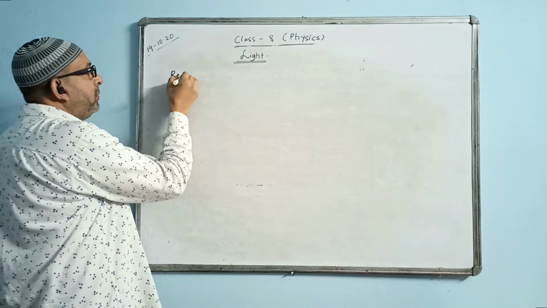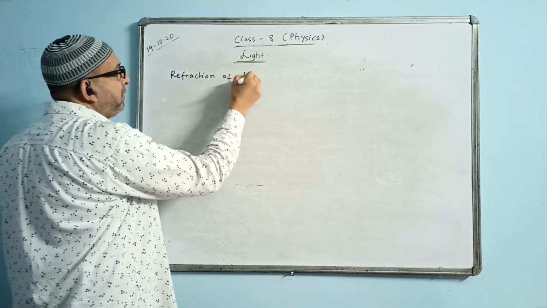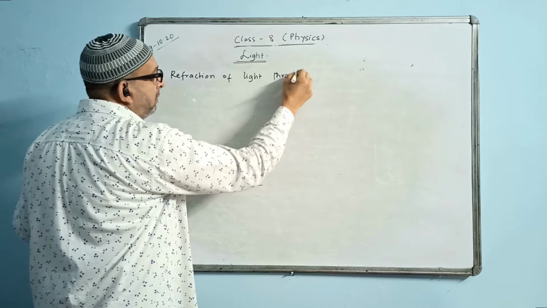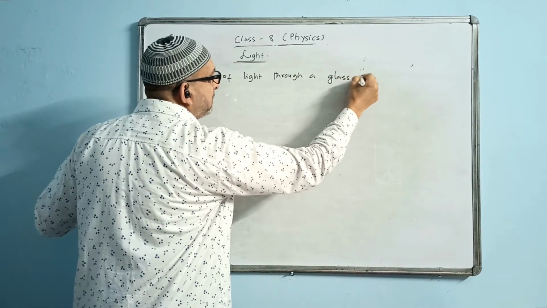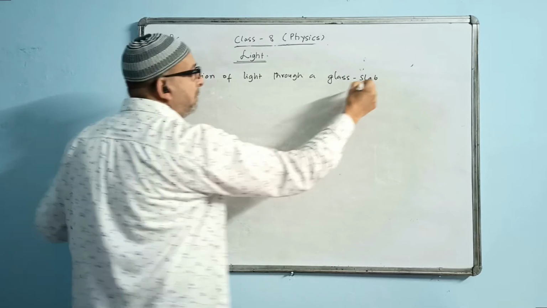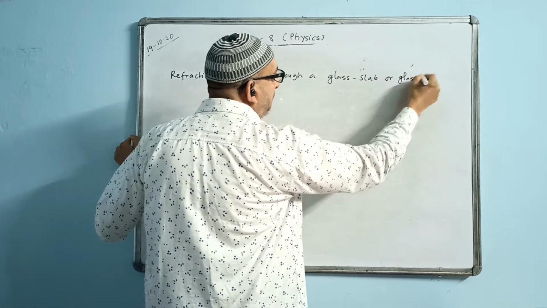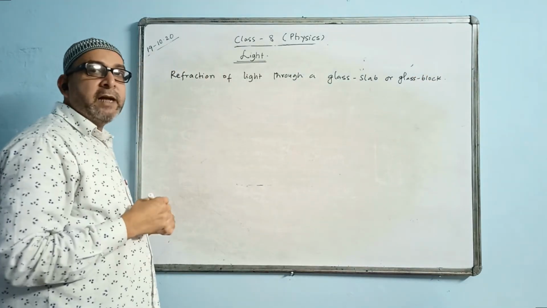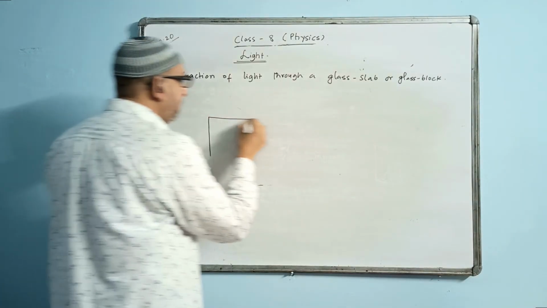Refraction of light through a glass slab or glass block, like this. There is a rectangular glass block. We are having a glass block like this.